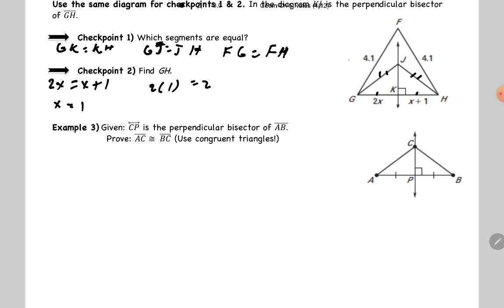Oh wait, I'm looking for G. Oh, GH. GH is the whole line there. So if one half of it is 2, times it by another 2 to get 4.